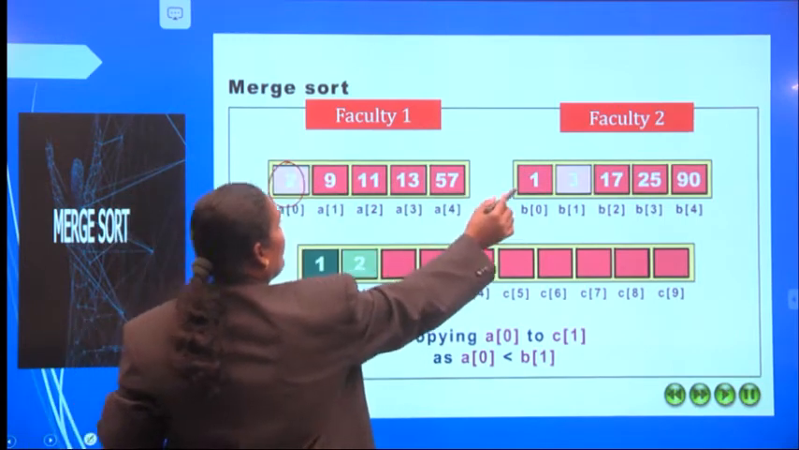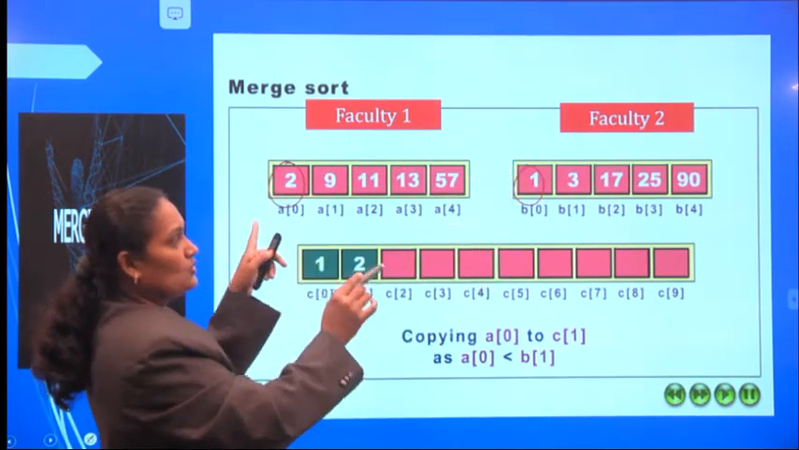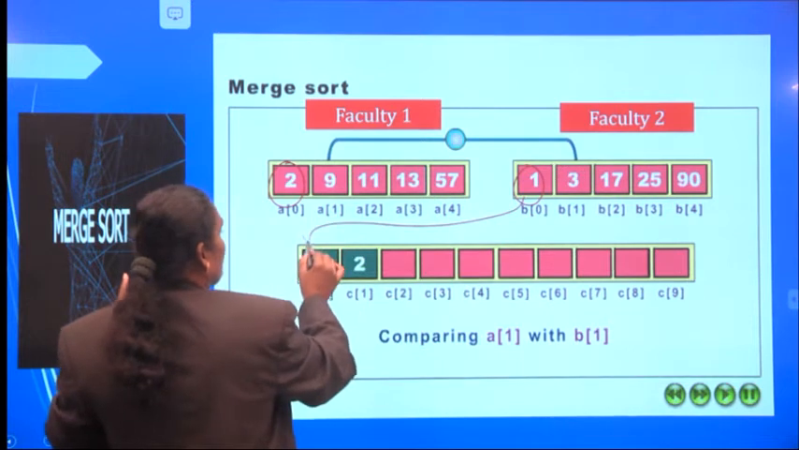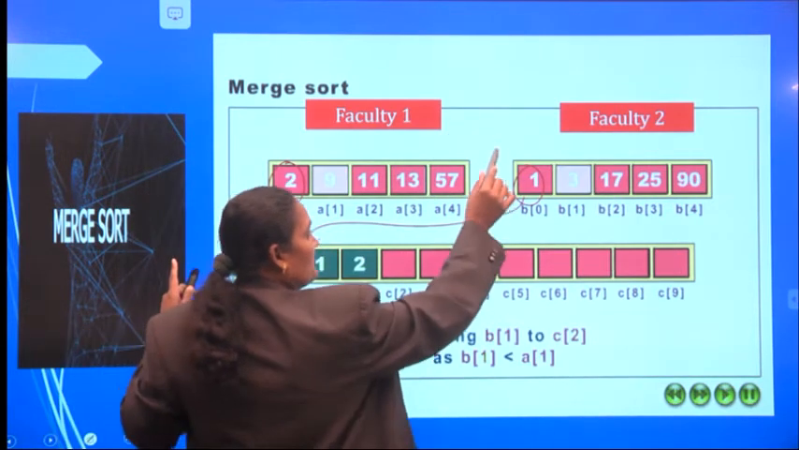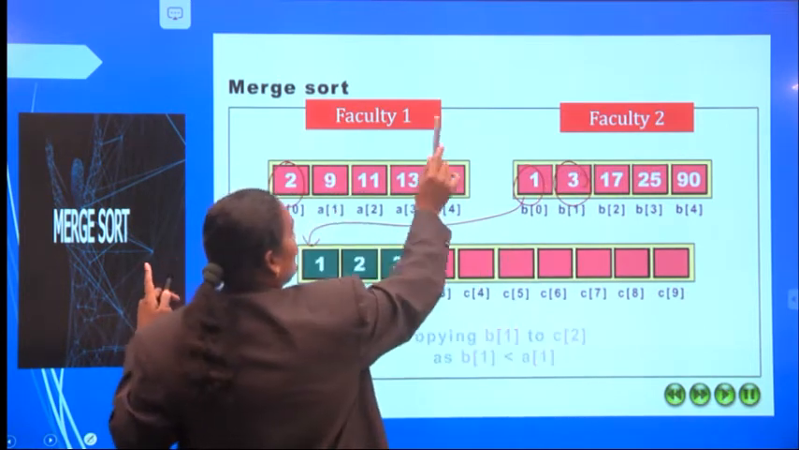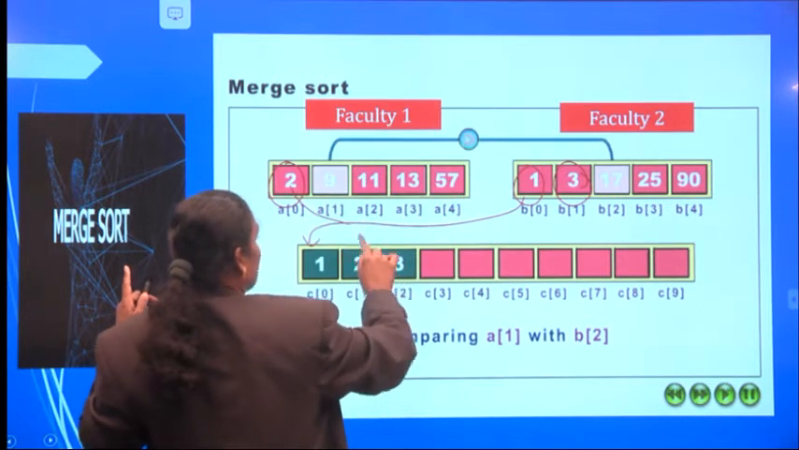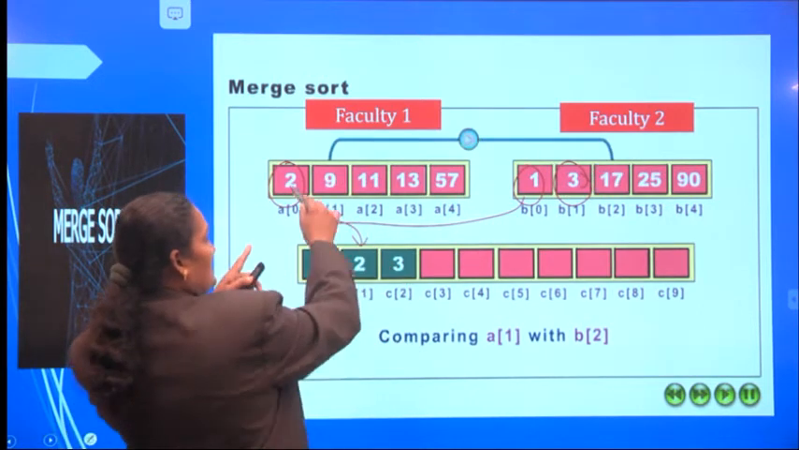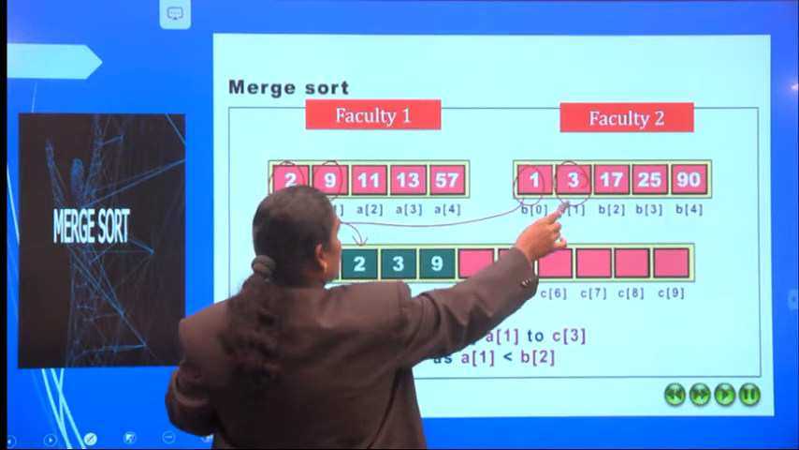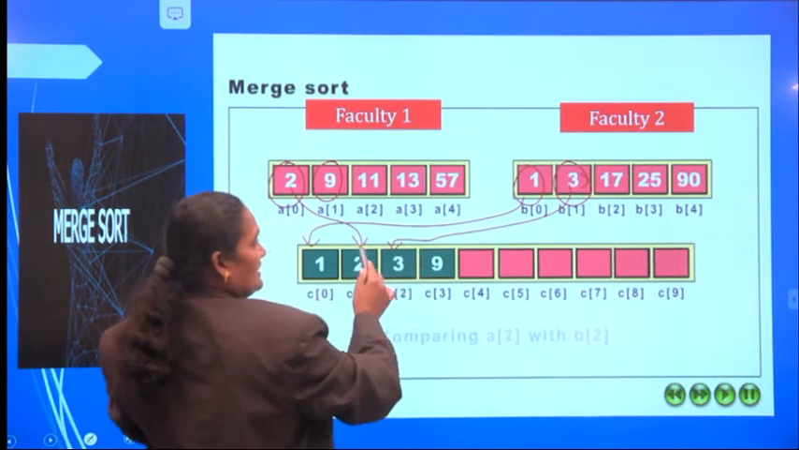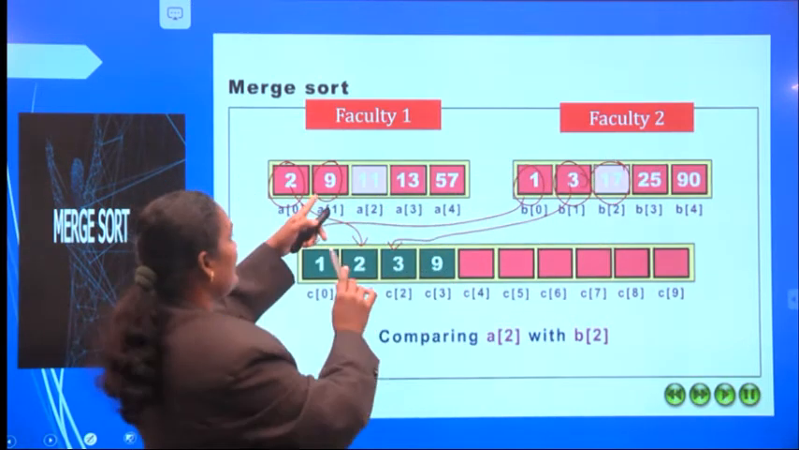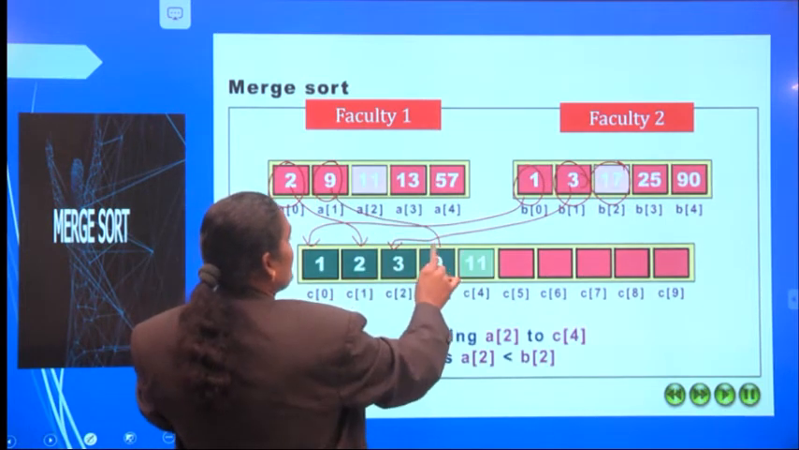First, these two are compared with one another. The first elements of both the subarrays are compared first. Which is less, that is copied here. Now from which array we copied, we need to consider the next element from that array. Now I need to compare these two, and since this is less, we are copying this one. From here, since we copied from this, we need to consider this element. This and this are compared. Since 3 is less, we are copying 3 here. Since we copied 3 from here, we need to consider the next element from that array, and 9 and 17 are compared. Since 9 is less, we copied it here.